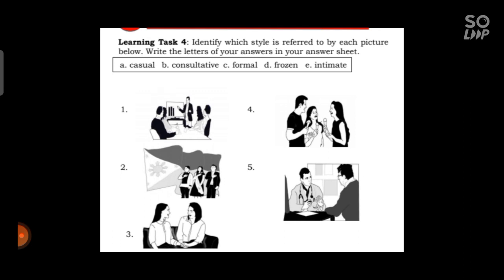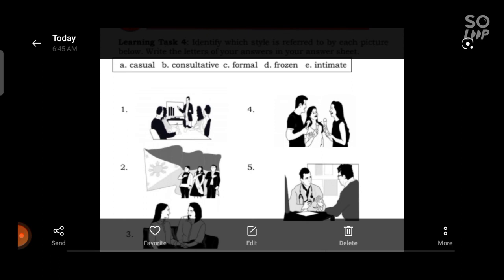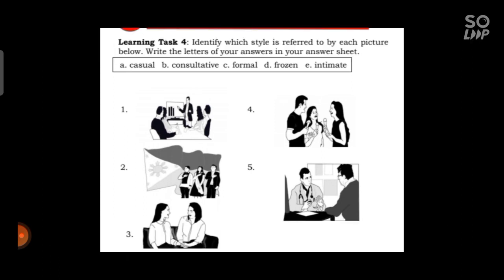Let's say for instance, in number 1, so nasa meeting. What do you think is the communicative style? Second one, singing of national anthem. Number 3, talking to a close friend. Fourth one, to a family, having a bonding with the family. And fifth, it is a doctor talking to a patient.